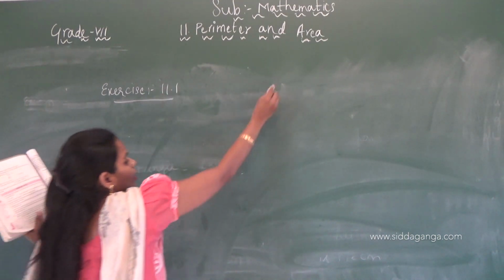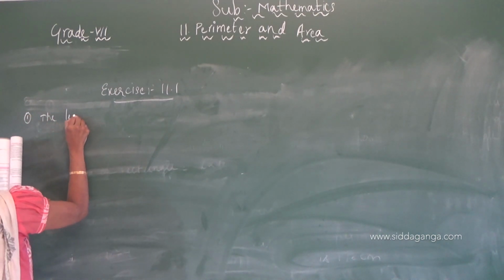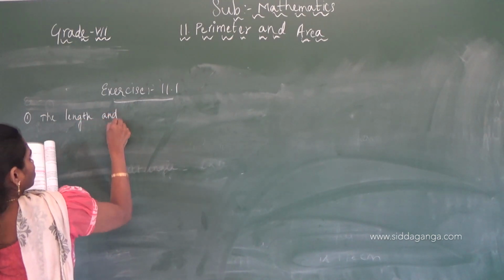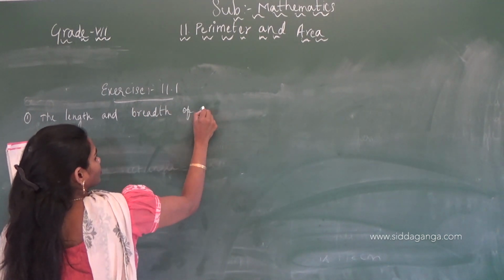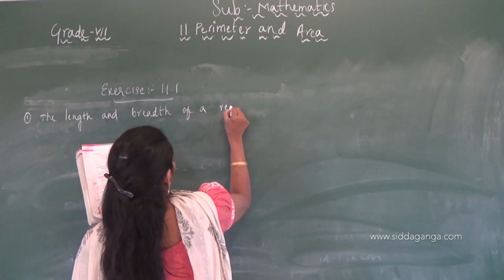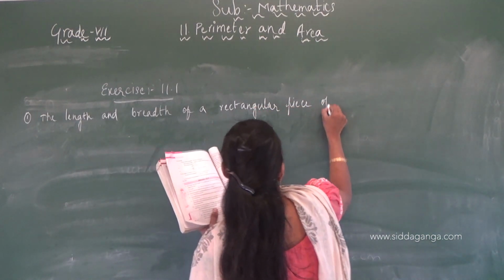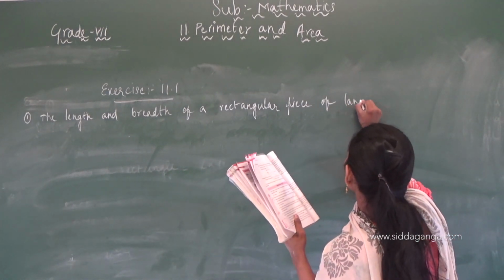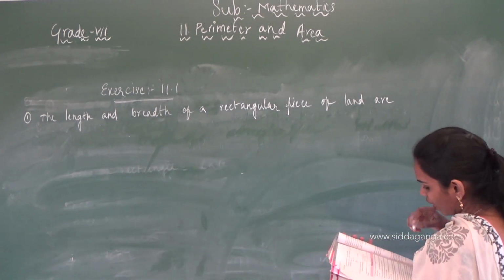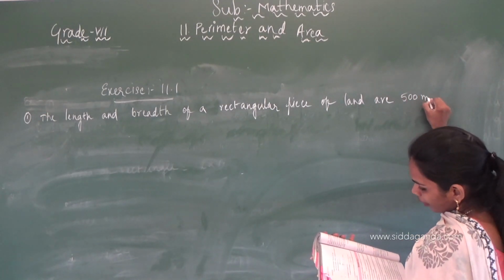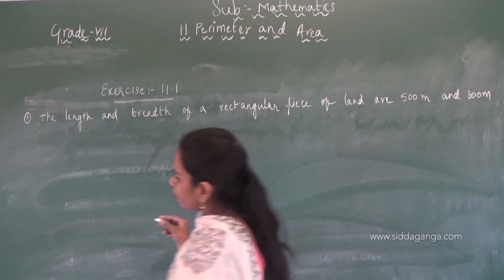Exercise 11.1. The length and breadth of a rectangular piece of land are 500 m and 300 m respectively.